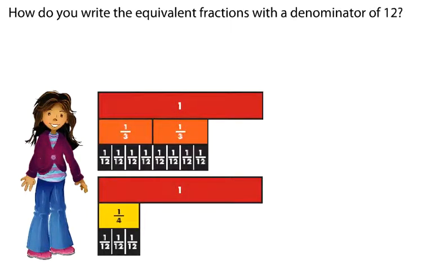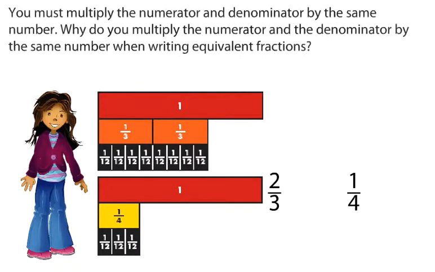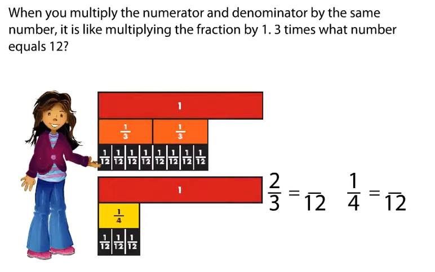How do you write the equivalent fractions with a denominator of 12? You must multiply the numerator and denominator by the same number. Why do you multiply the numerator and the denominator by the same number when writing equivalent fractions? When you multiply the numerator and denominator by the same number, it is like multiplying the fraction by 1.